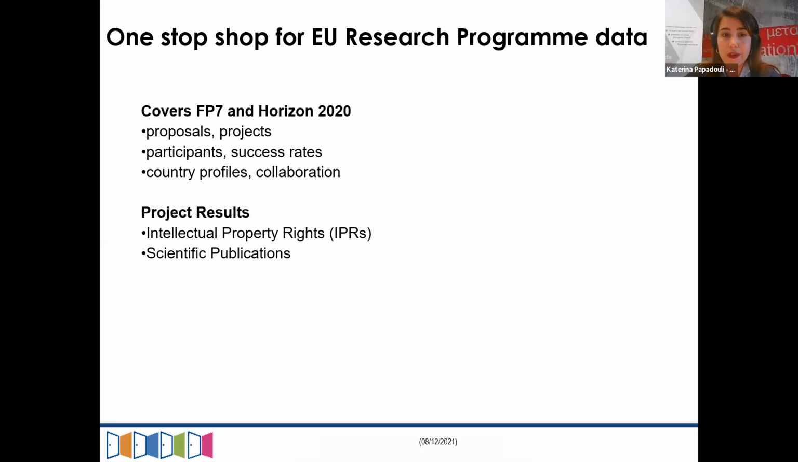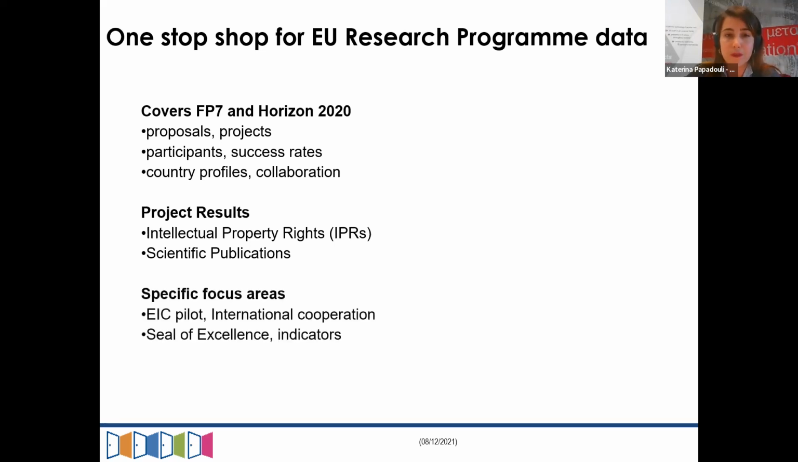We also can find in different data sheets the project results. Specifically, we have information on intellectual property rights, on different types of intellectual property rights as they have been reported throughout projects, and also scientific publications as they've been reported throughout projects in Horizon 2020 and FP7.